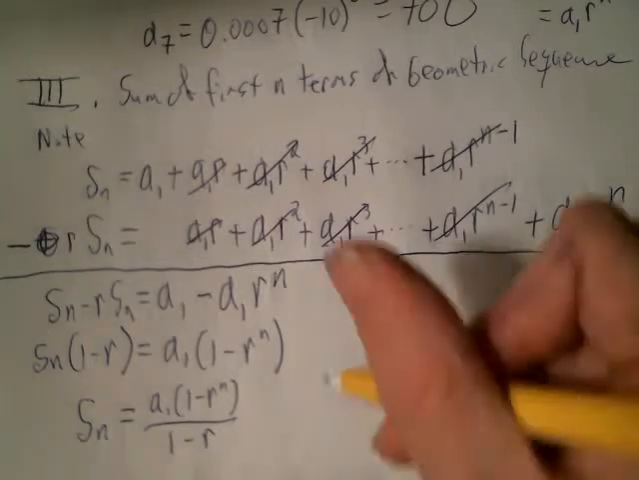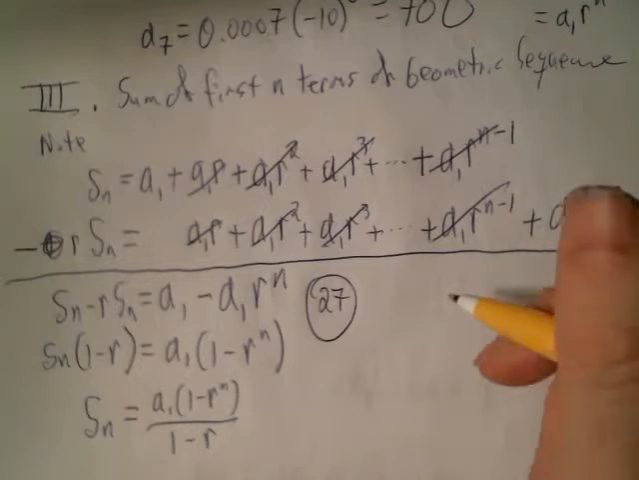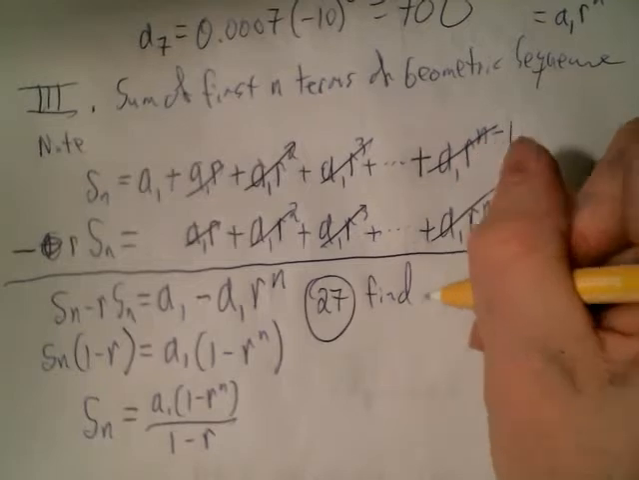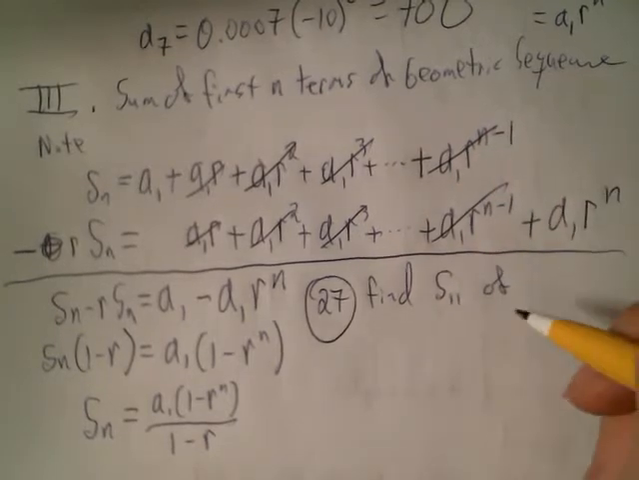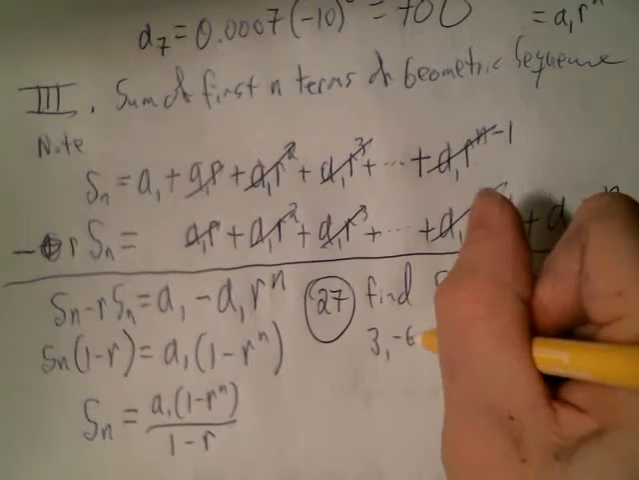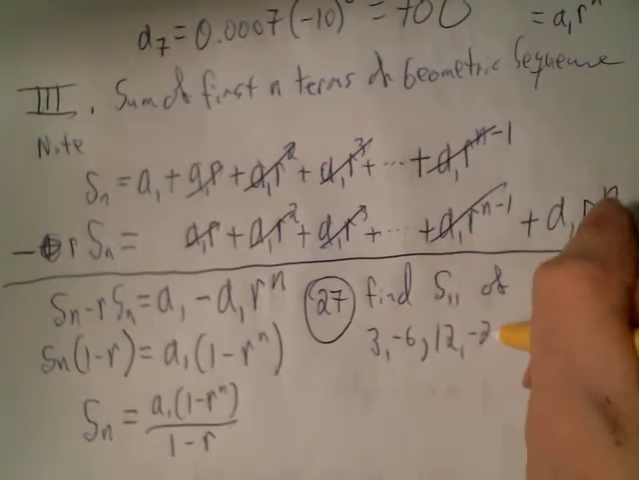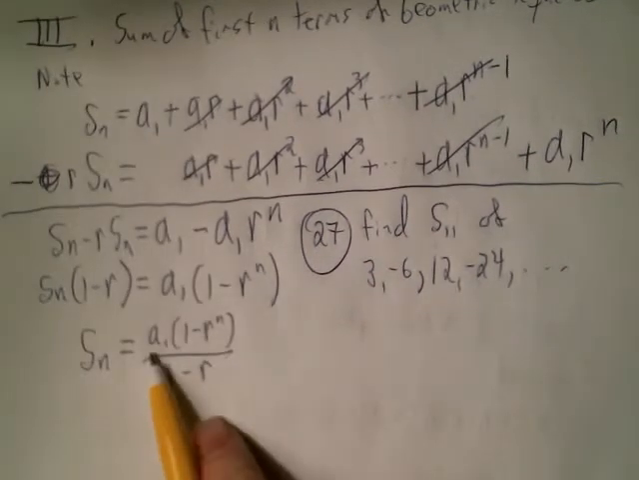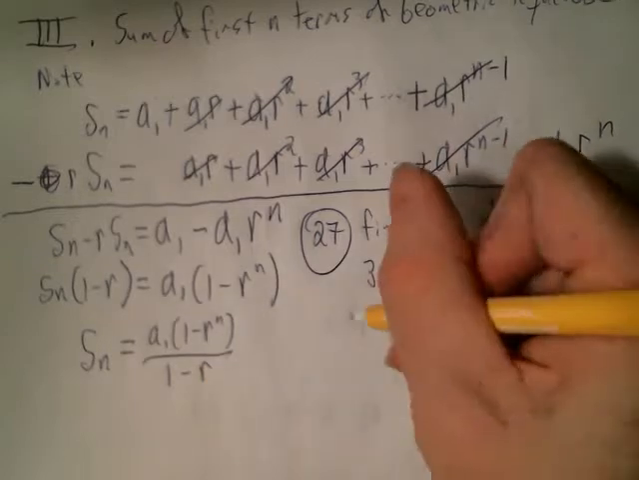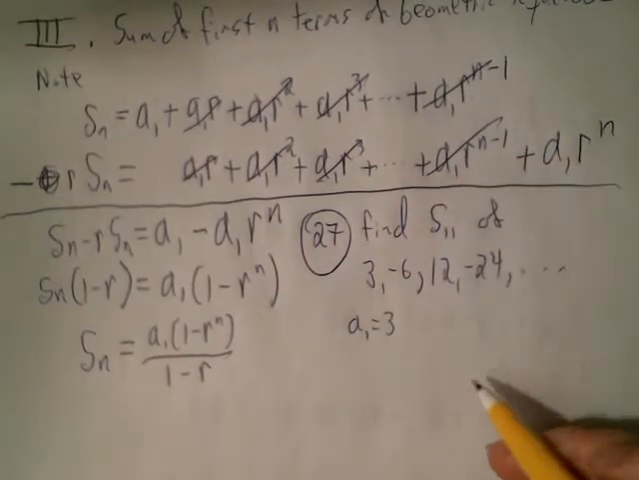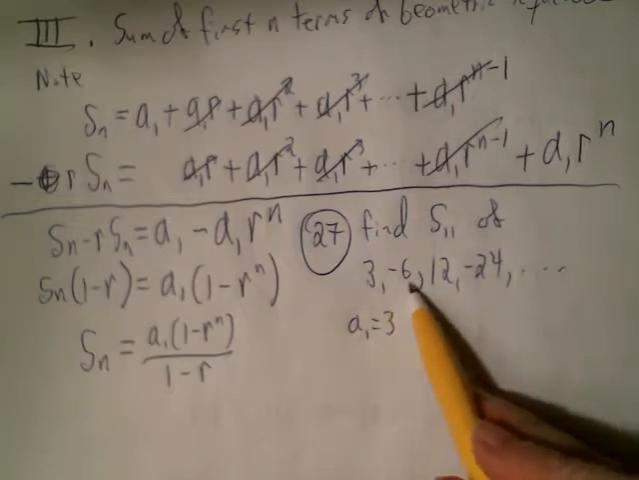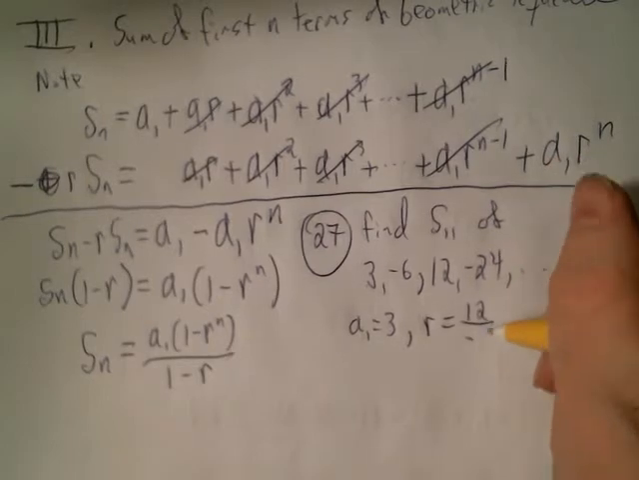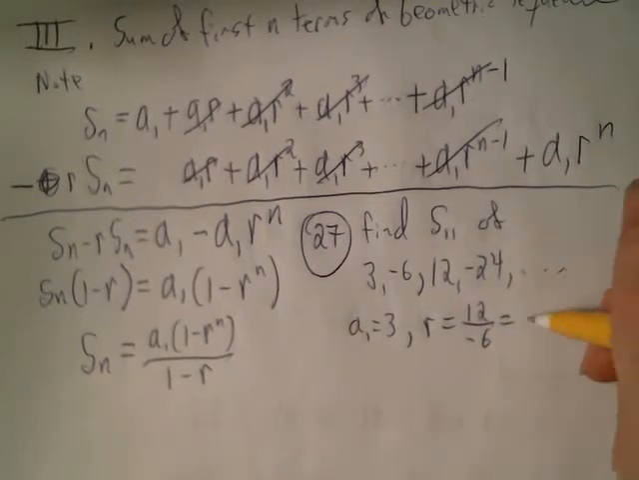Okay, so let's apply this to problem 27. And they want you to find the sum of the first 11 terms. In other words, find s sub 11 of 3, negative 6, 12, negative 24, etc. Okay, so to pull this off, I need a sub 1 and I need r. So a sub 1 is easy, that's just 3. To find r, you take the ratio of two consecutive terms, right? So r, I can say, is 12 over negative 6, for instance. That'll be negative 2.